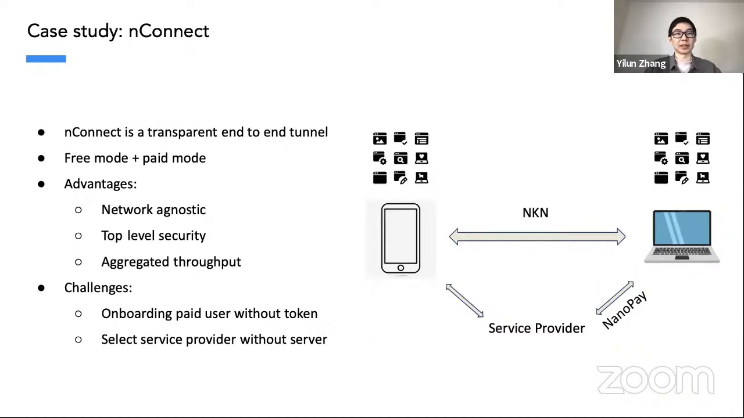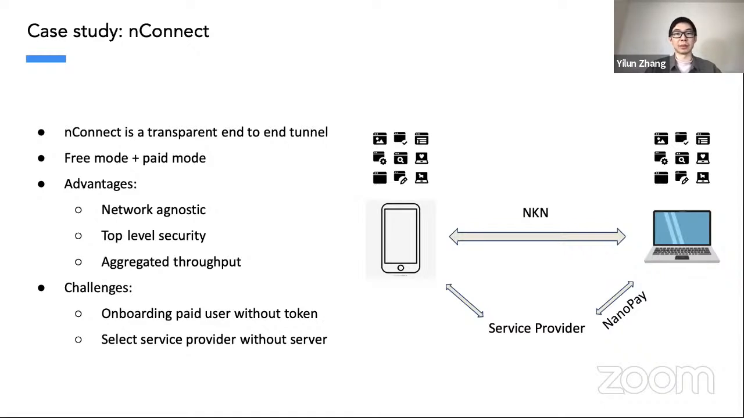So another case that I want to show you is NConnect. NConnect is basically a transparent end-to-end tunnel that allows a device to talk to another device as if they are in the same local network. Think of it this way: if you have a NAS device at home, you can access all this storage, photos, and videos when you are at home, in the same Wi-Fi network. But if you're outside and you want to connect to it, you typically need some kind of relay service, reverse proxy, or VPN. So this is what NConnect provides.